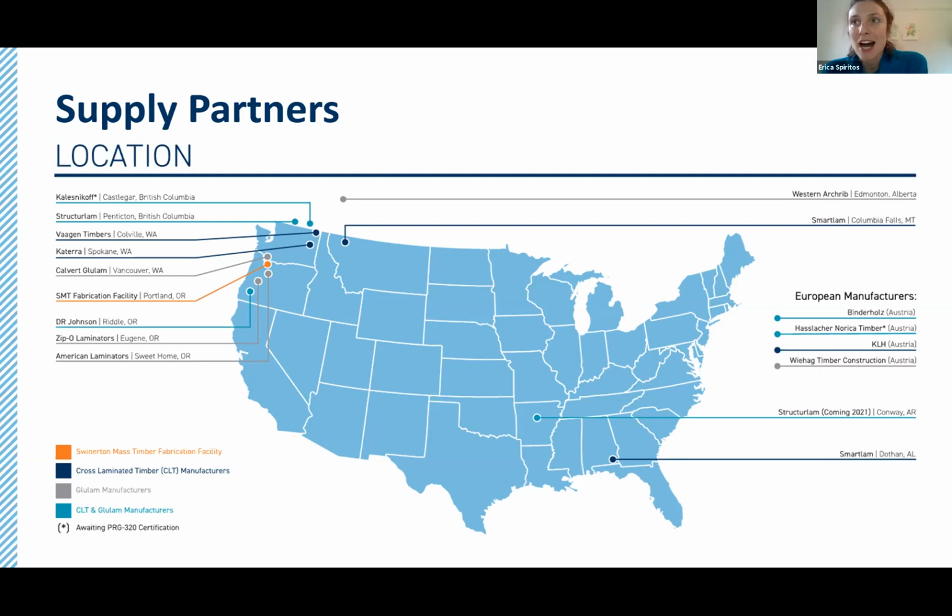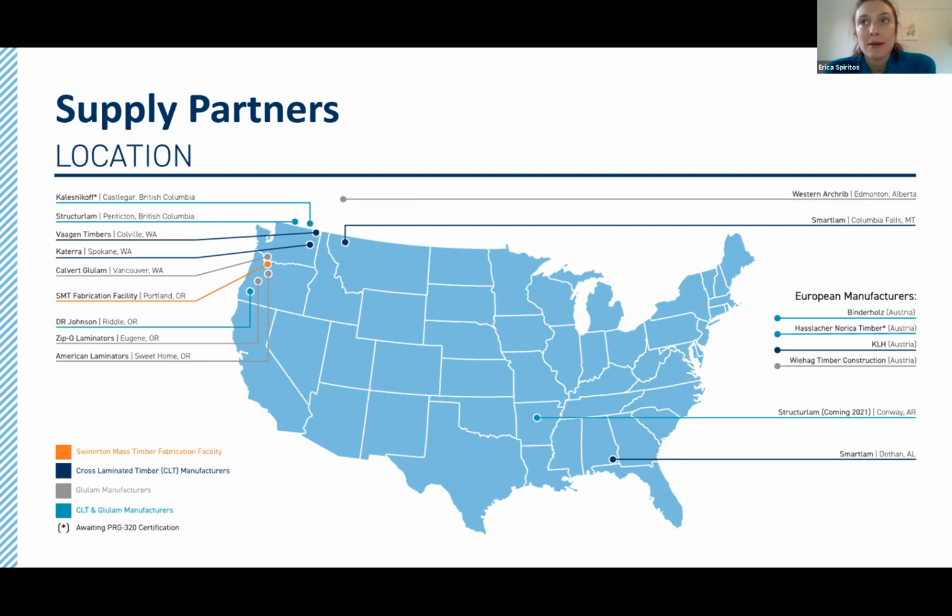And then the other priority of Oregon State University was to utilize regionally sourced material. So we look to our supply partners in the Pacific Northwest. Many of them are shown on this map that we've got here on the screen. For this project, we ended up working with Vaughan Timbers out of Colville, Washington, your neighbor in Spokane. And they provided CLT panels for the project.